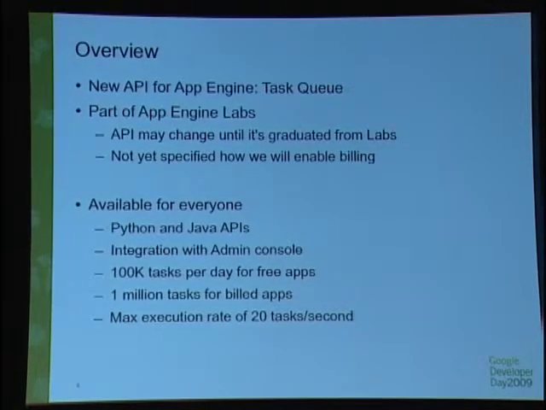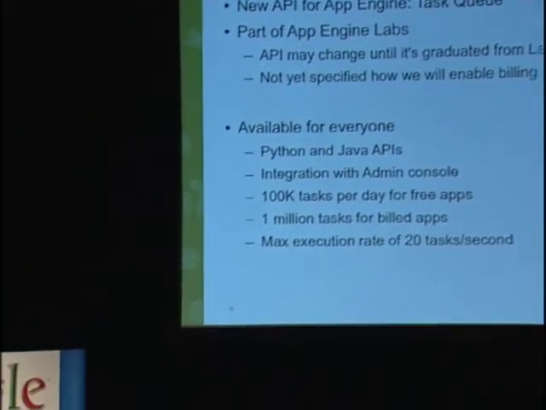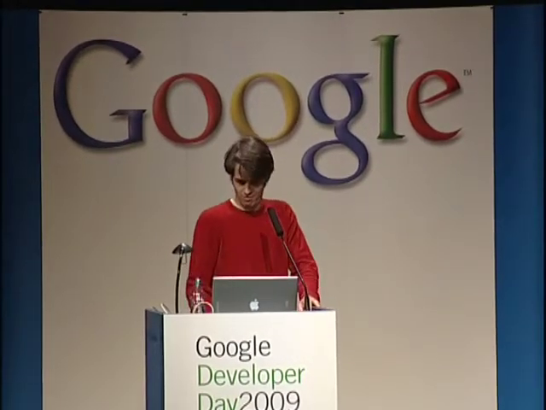And so the task queue is available for everyone today. There's a Python API and a Java API. We have integration with the admin console available. Free apps are allowed to do 10,000 tasks or 100,000 tasks a day, and billed apps can do 1 million. And you can do a max execution rate of about 20 per second. And so that's all available to you right now if you sign up for an App Engine application, which is free. So let's talk about what you can actually do with that.